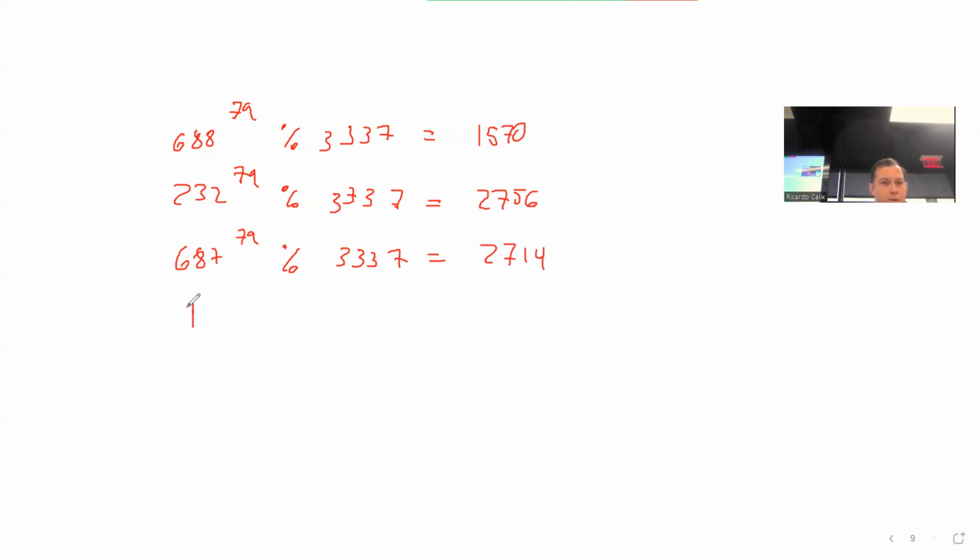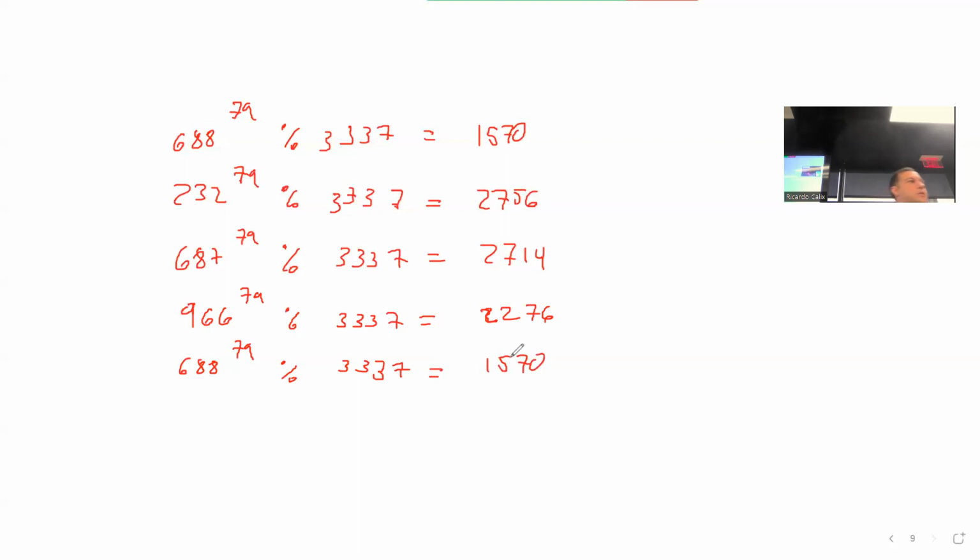Then 966 to the 79 mod 3337, and that's 2276. And finally, the last one, 688 to the 79 mod 3337 equals 1570. You guys see that? So that's basically the approach.